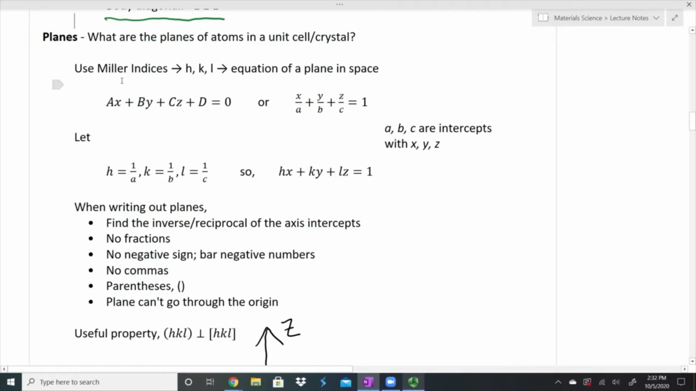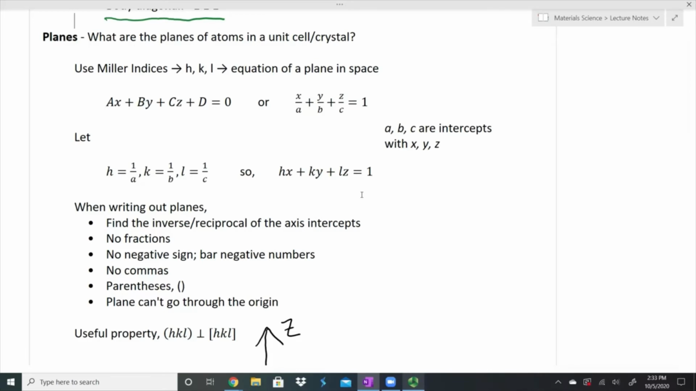To do it, we're going to use our Miller indices. Miller indices are our H, K's, and L's of our equation in space. Now, there's a couple ways we can write this equation. Both of these here are ways to write an equation. We're going to let H equal 1 over A, K equal 1 over B, and L equal 1 over C. And our A, B's, and C's here are going to be our intercepts with our X, Y, and Z axes. So what we end up with is this equation, Hx plus Ky plus Lz equals 1.